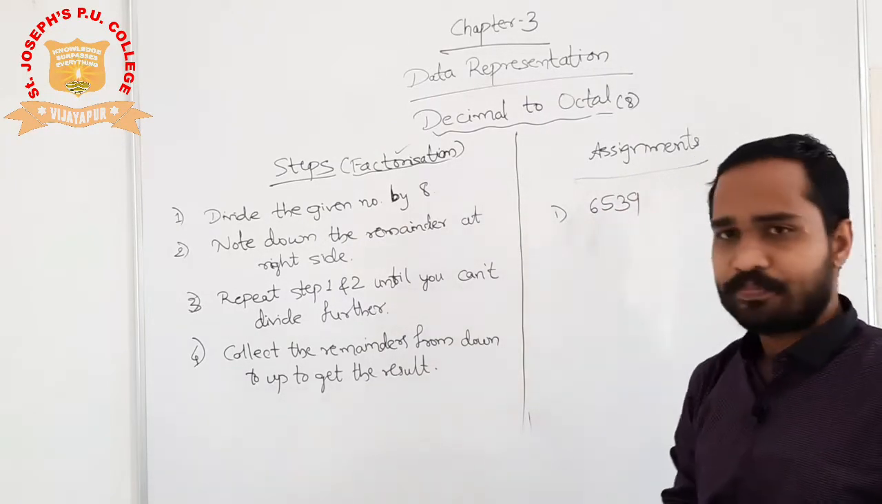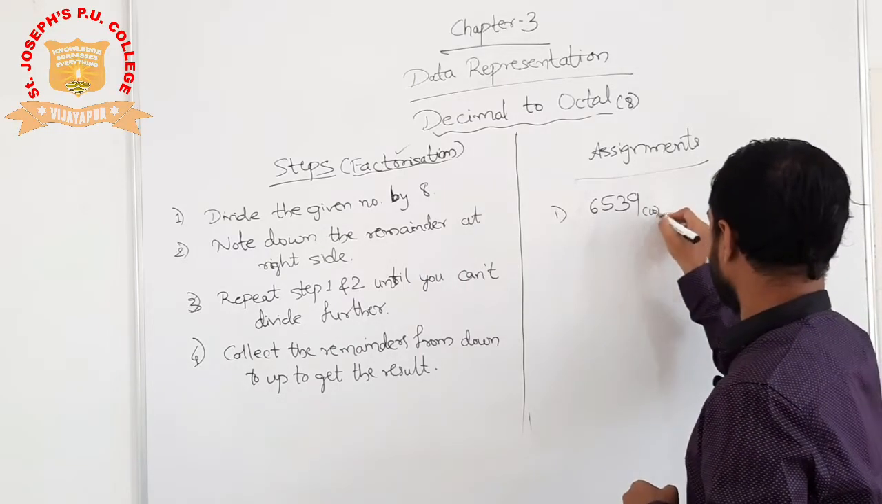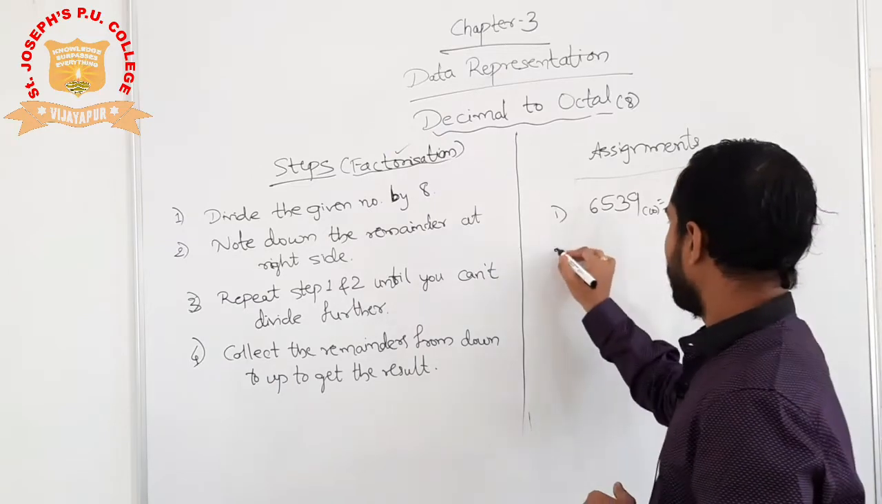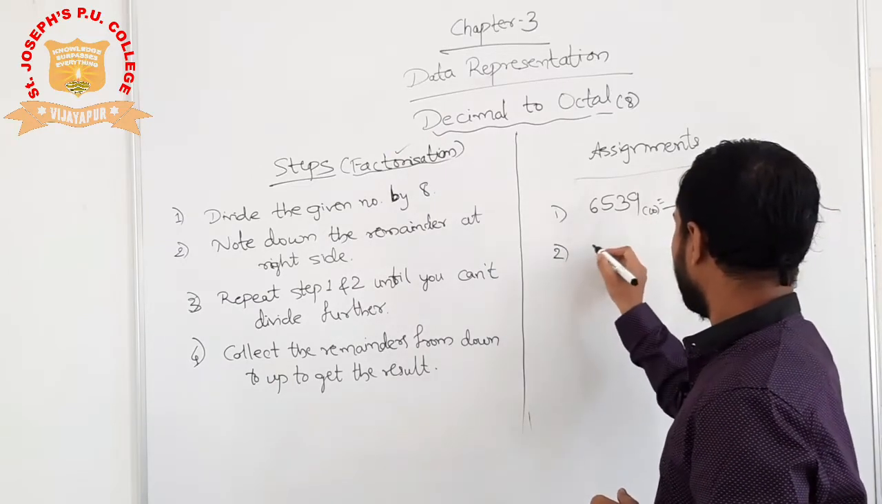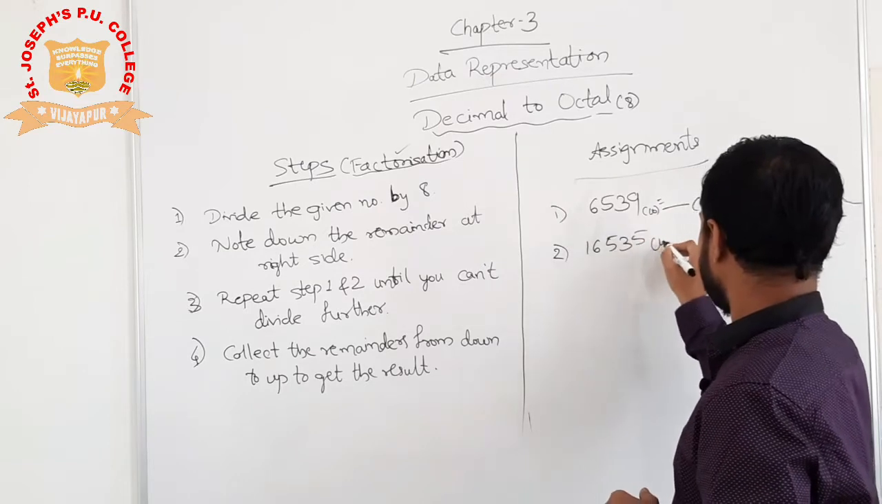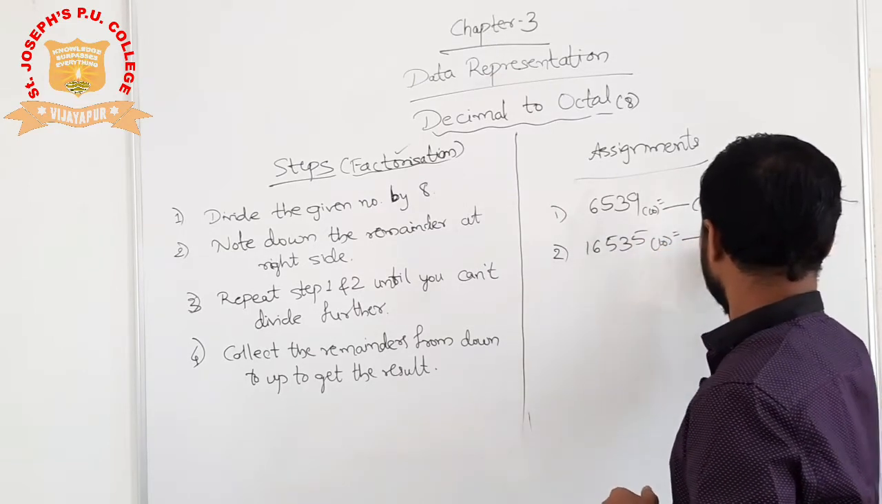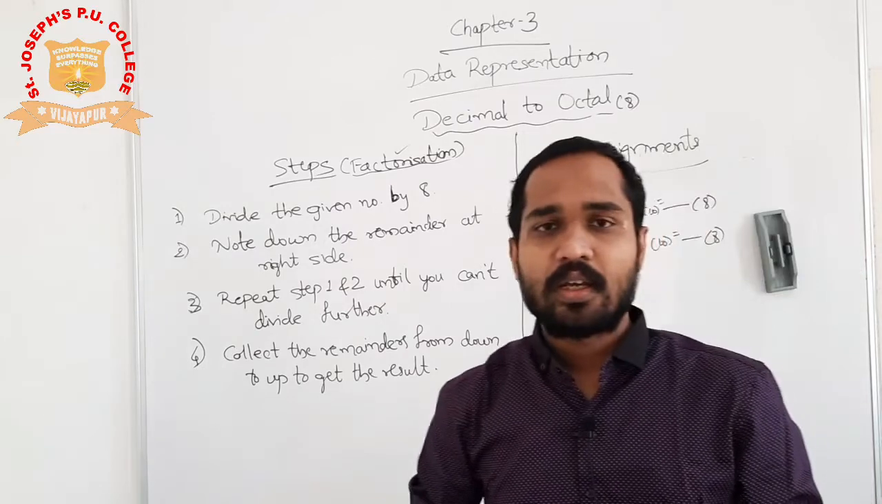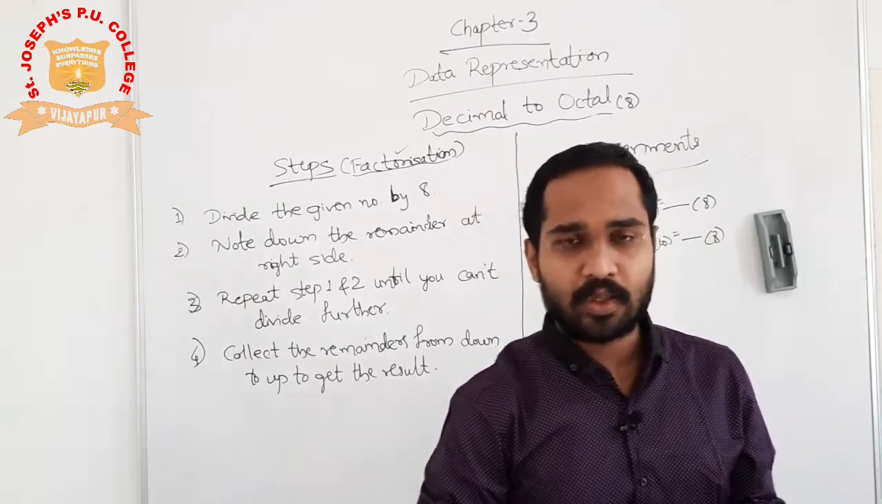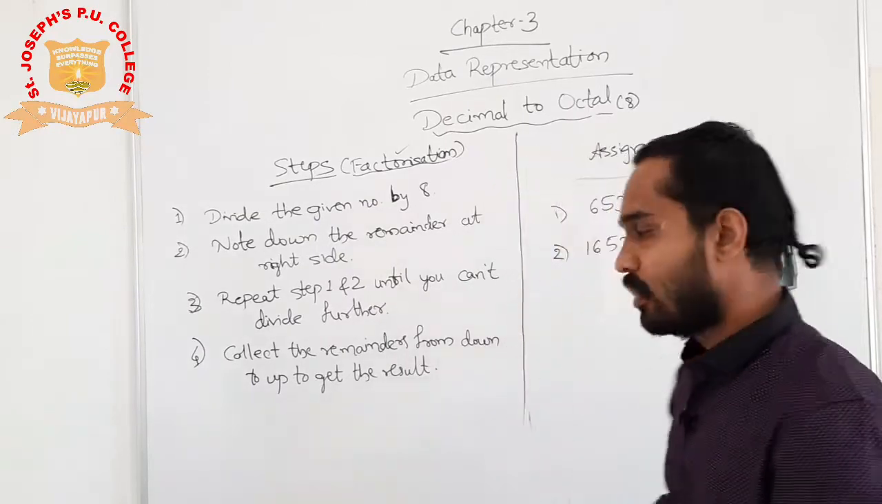6539. Okay. This is a decimal number given. You have to convert it into octal. Okay. And some more, any number, 16,535. Okay. This is a decimal number given. Convert it into octal. Okay. So these two examples you have to try and send me the assignment. Okay. Shall I go to the next?